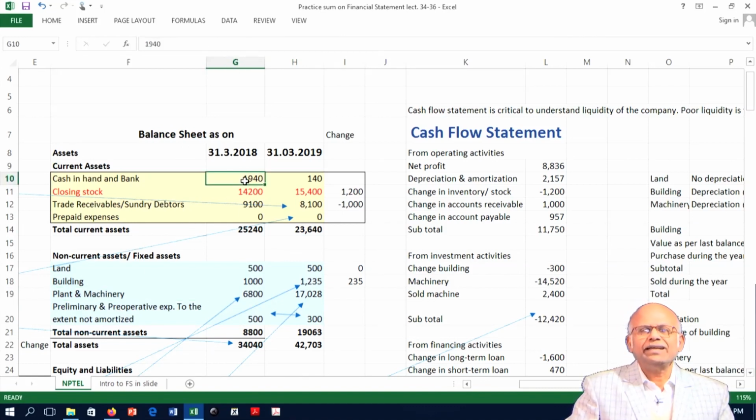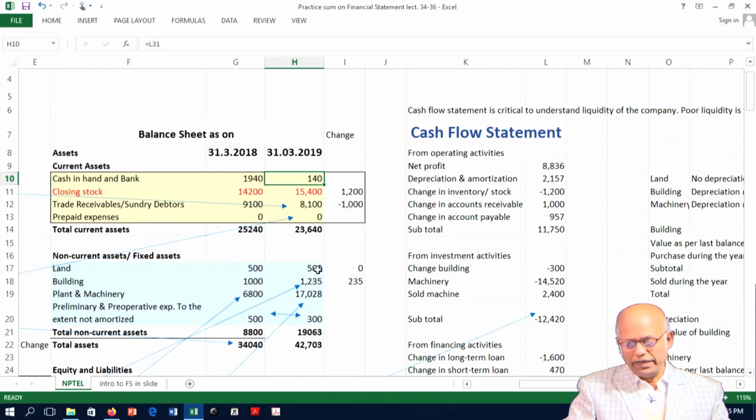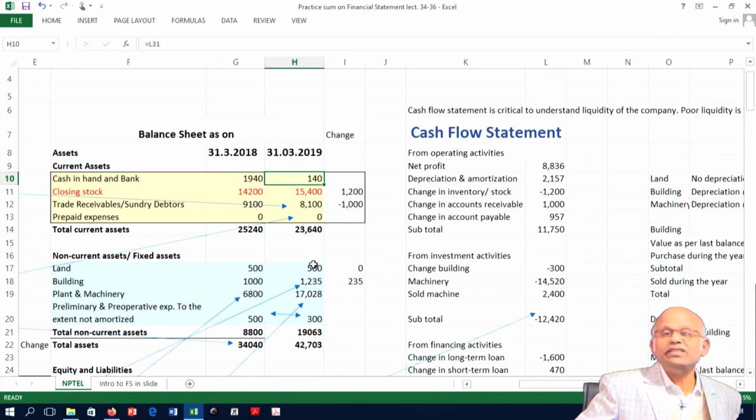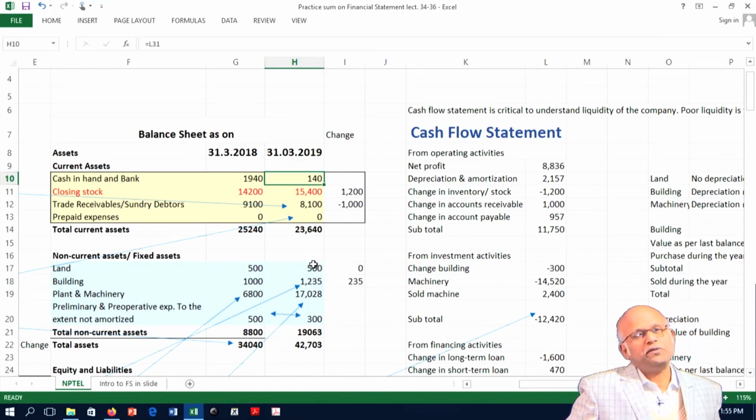Now, cash in hand in the last year was 1940. This year we do not know what the cash in hand is. We actually do not know, because this should come from the cash flow statement. So let us not write it here at this point of time. At this point we do not have the position of cash; it should come from the cash flow statement. So, we will start from closing stock.